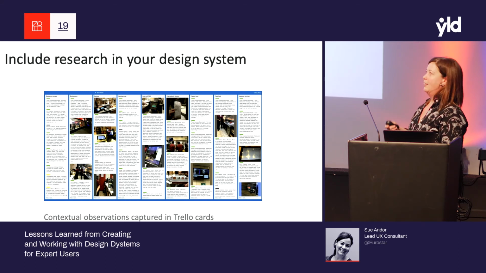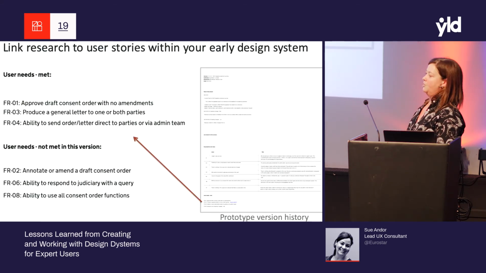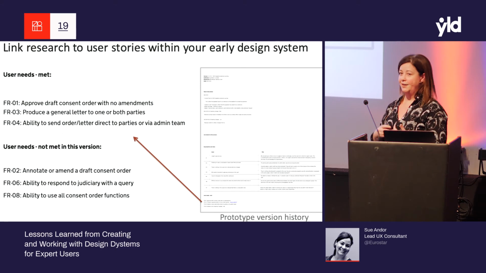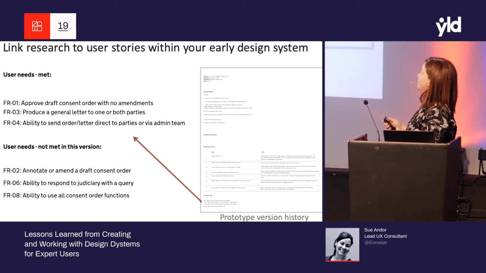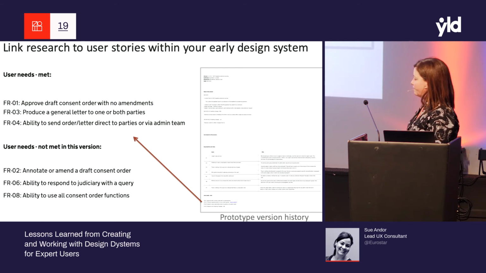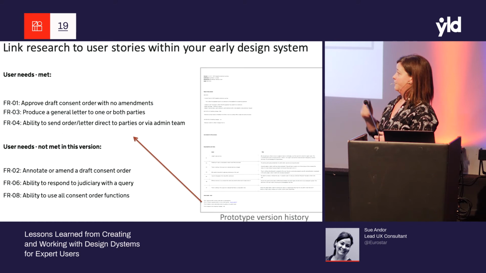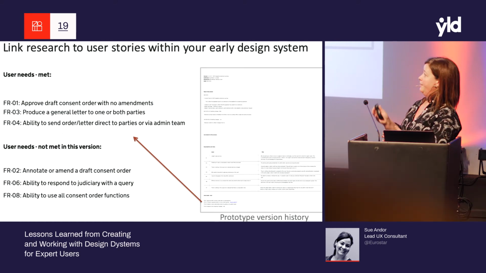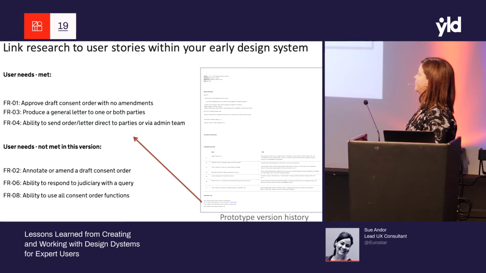So I like to link my research into user stories in my prototype, which I use as a single source of truth during the design phase. So I have a version history, which has what I might have done in that iteration of the prototype. And then I link through to the user stories. These ones are from the government example. And you can link those further back into Jira tickets, for example.